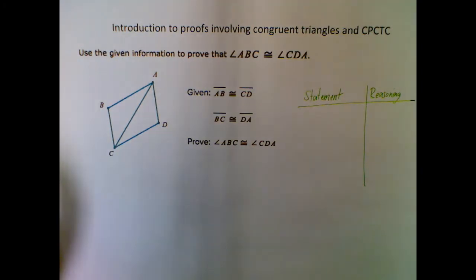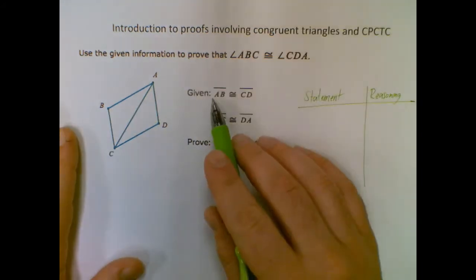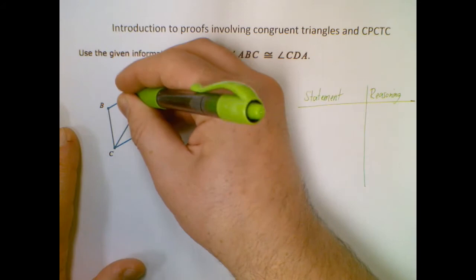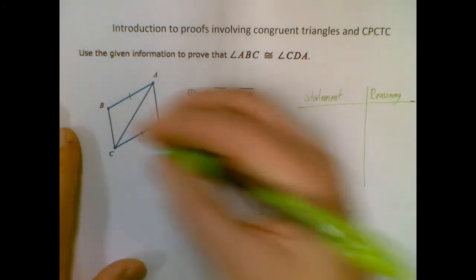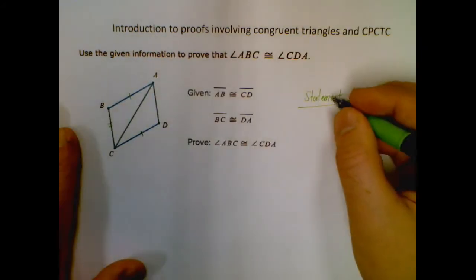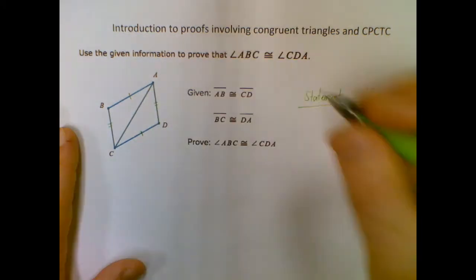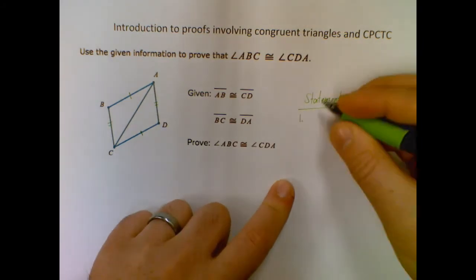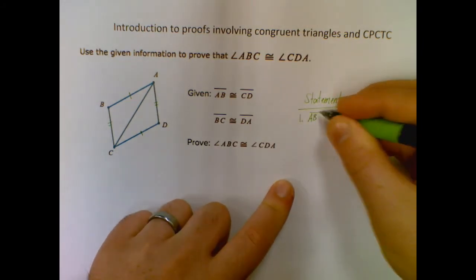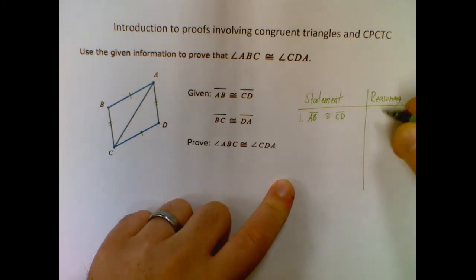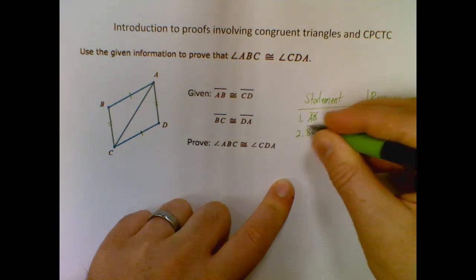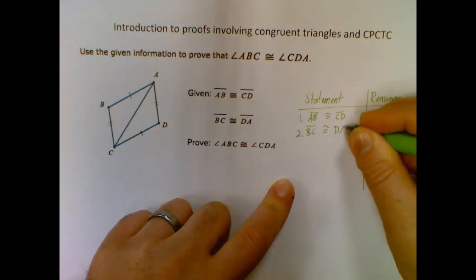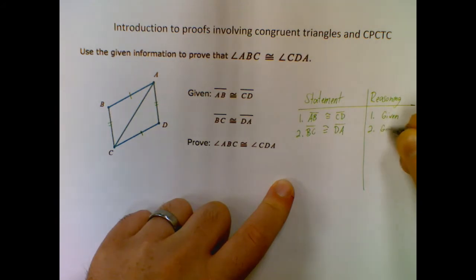I got a shape over here, and I know that AB is congruent to CD, so these two are congruent, and BC is congruent to DA. So that's what my givens tell me right now. So let's go ahead and put those in. AB is congruent to CD, given. BC is congruent to DA, also given.